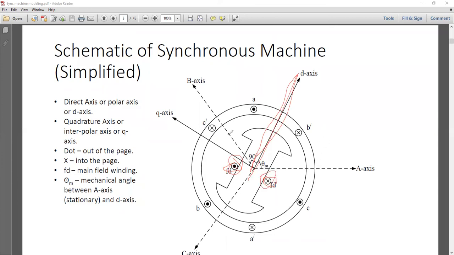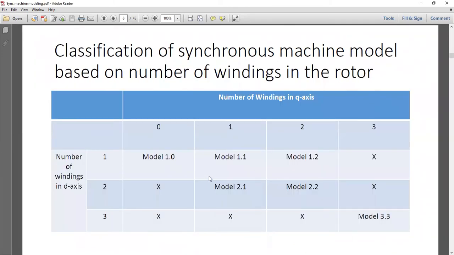And no set of coils, be it field coil or any other damper coil, is present in the q-axis. So this is 1.0. Clear? And this is the q-axis. Done. So now it should be pretty clear. The next few ones should be pretty clear.